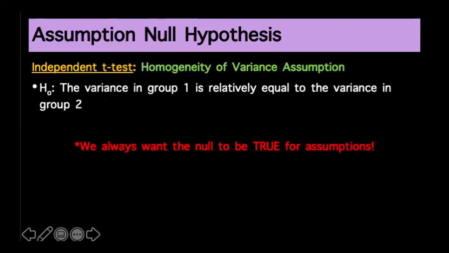Homogeneity of variance is just saying the variability within our samples needs to be relatively the same so that we can actually compare them in our test, right? So when you look at homogeneity of variance or the Levene's test in your output, you want the null hypothesis to be true, or you want the p-value to be greater than 0.05.